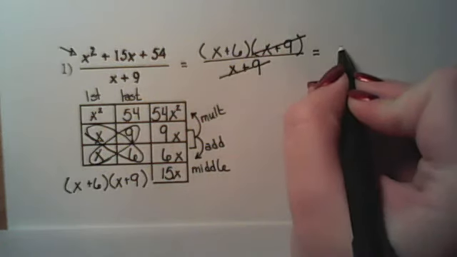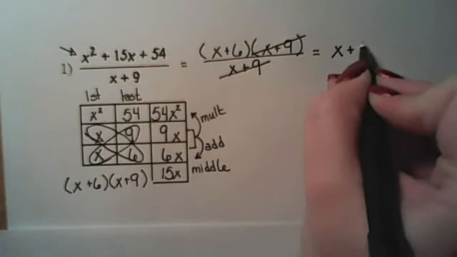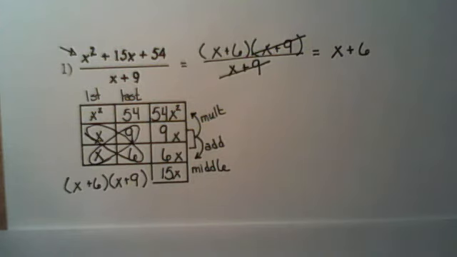When both of those cancel out, I am left with x plus 6 as my final answer.